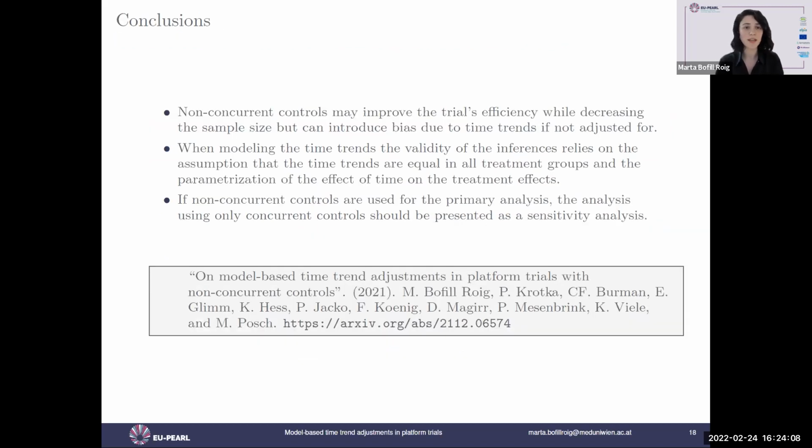So wrapping up, non-concurrent controls might improve the efficiency of the trials, but they can also lead to bias if we do not adjust for time trends. We proposed a model-based approach to incorporate the non-concurrent controls, but if using this model-based adjustment, then we need to bear in mind the assumptions being made. In particular, the validity of the results will depend on having equal time trends across groups and the correct specification of the scale of the time trend. Thanks a lot.